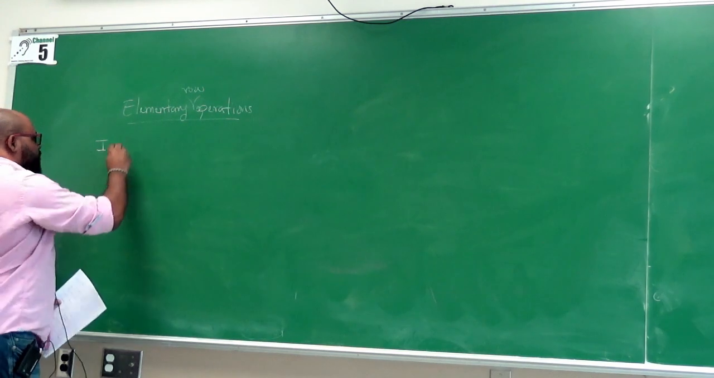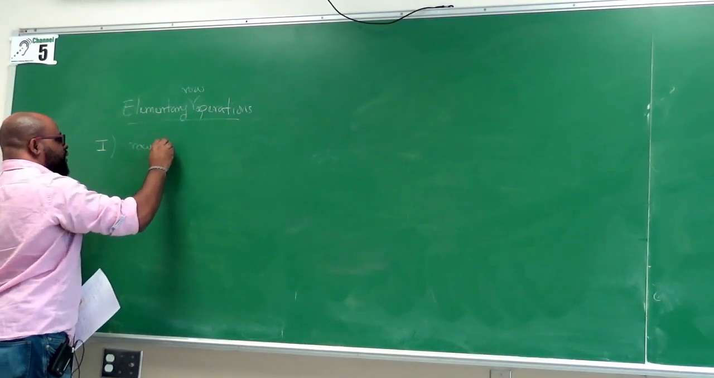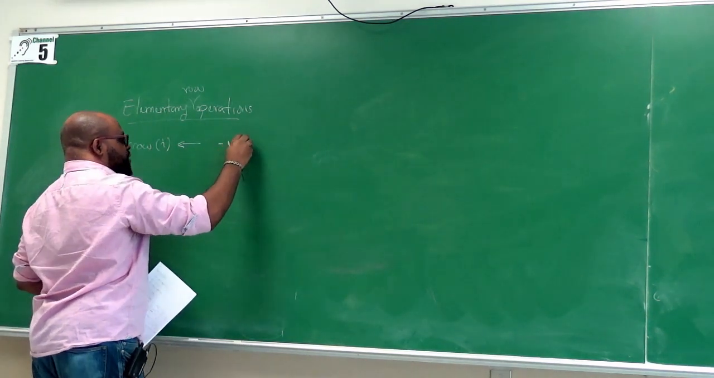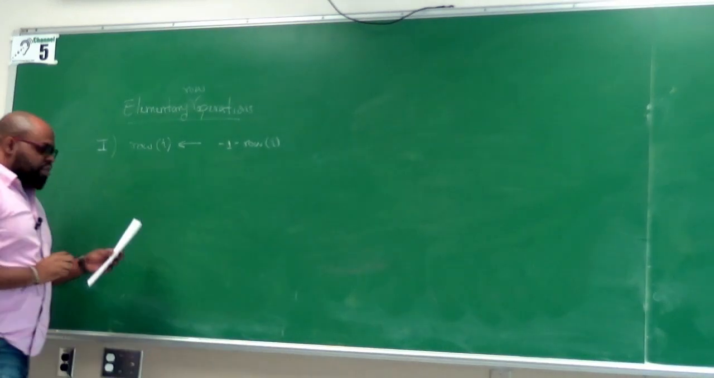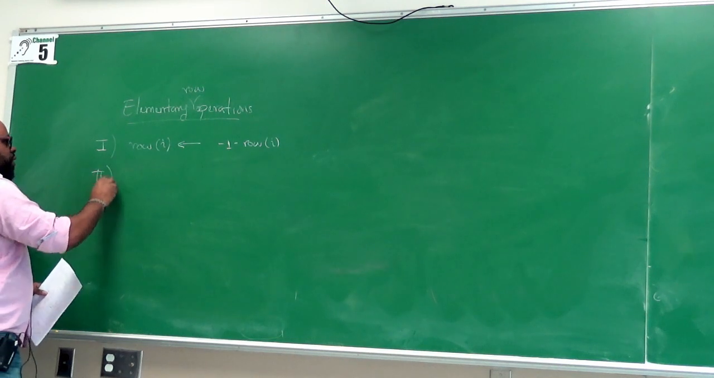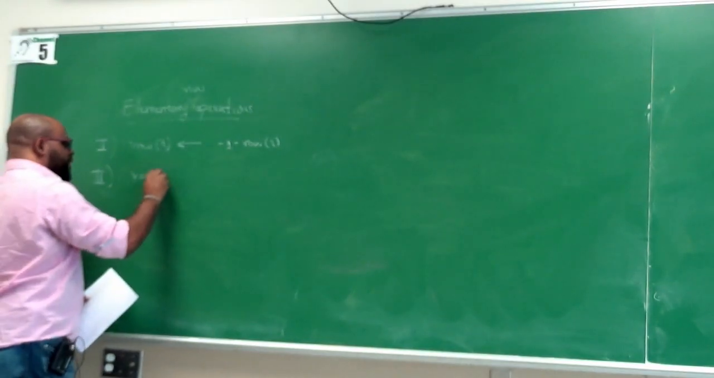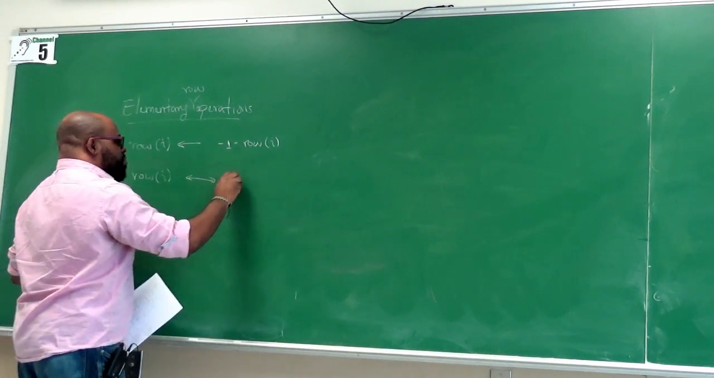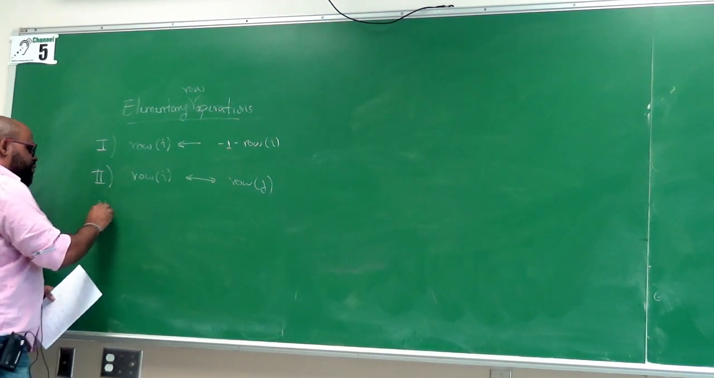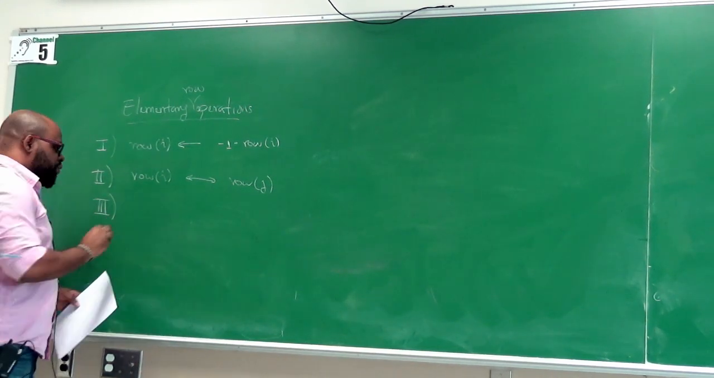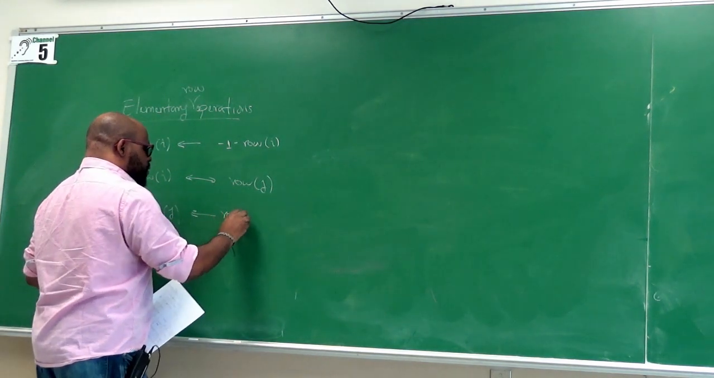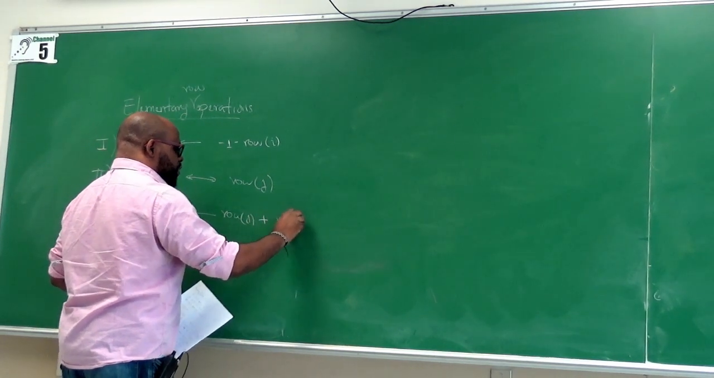So the first type of operation is to replace row I by -1 times row I. Right? So just multiply the row by -1. The second type of operation we saw was to replace row I by row J and vice versa. And then the third type of operation we saw was to replace row J by row J plus some integer multiple of row I.